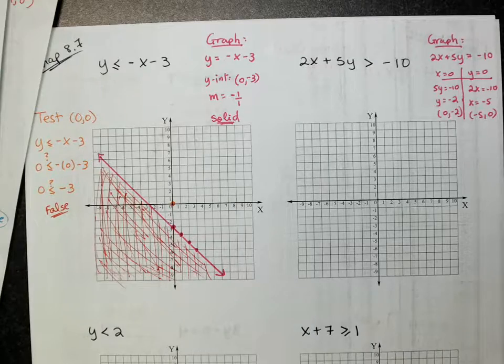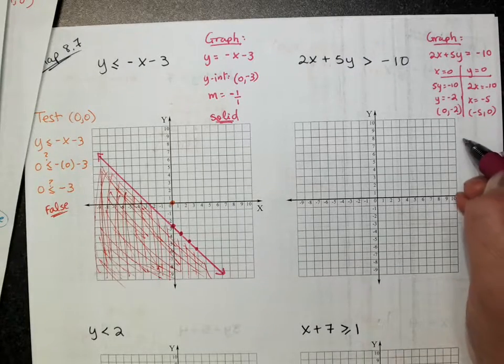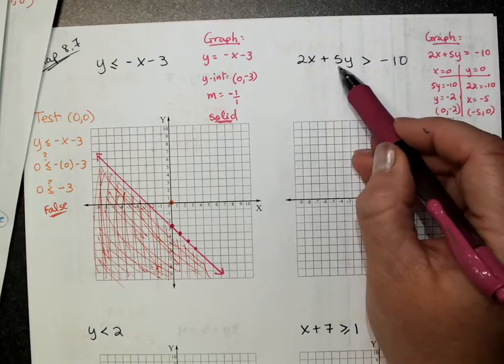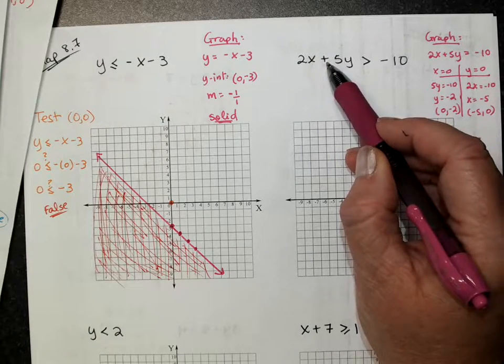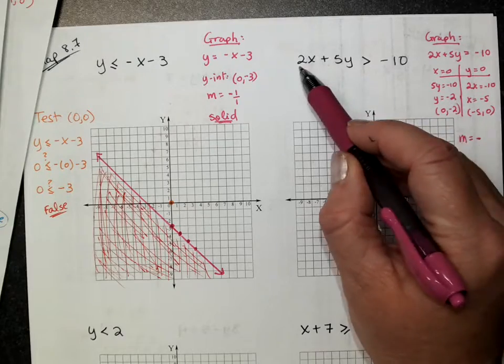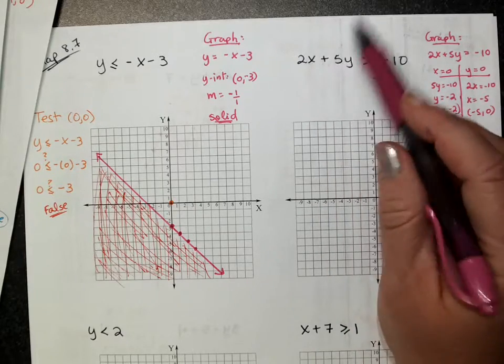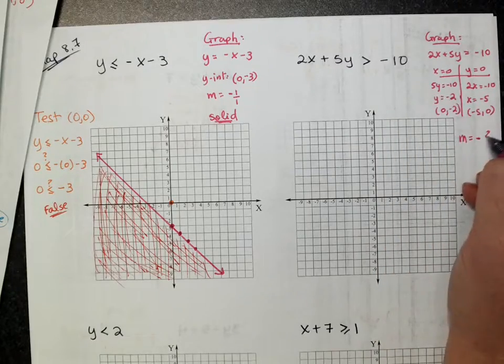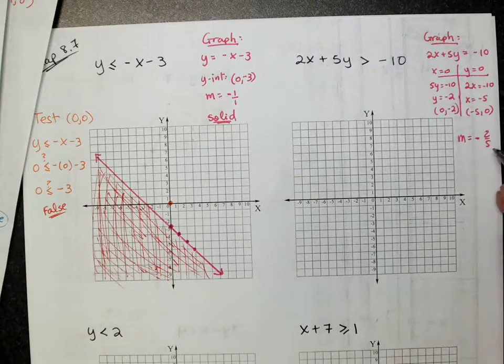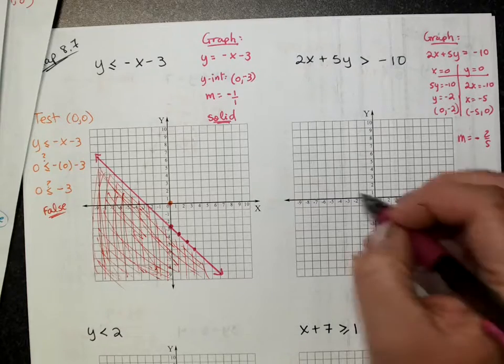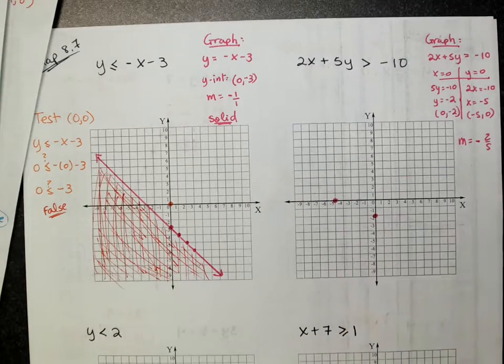Cover-up gave me 2 nice clean points for this, but it doesn't hurt to check my work with the slope. My slope is negative a over b. I've got a positive here, therefore I'm going to have a negative slope. A over b is 2 over 5, and so negative a over b makes that negative 2 over 5. So I'm expecting a downward line that's kind of shallow. Yep, and that gave me that.